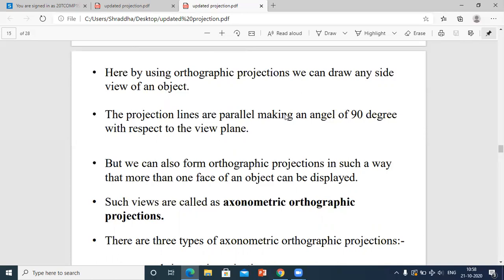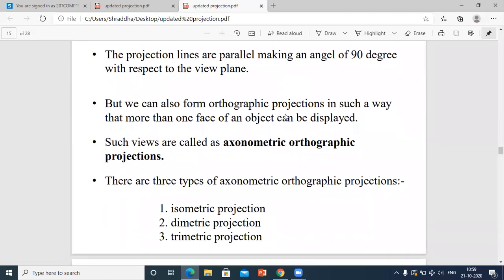Axonometric orthographic projection is a type of projection that is used to display the different faces of an object in a different manner. There are three types of axonometric projections. First is isometric, second is dimetric, and third is trimetric. Now over here we will see these three types one by one. I hope up till here you have understood what projection is, what parallel projection is, and what orthographic projection is. Now in the next part we will see the different types of axonometric projections. Okay, thank you.